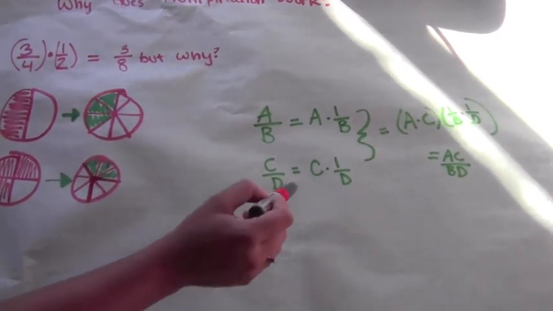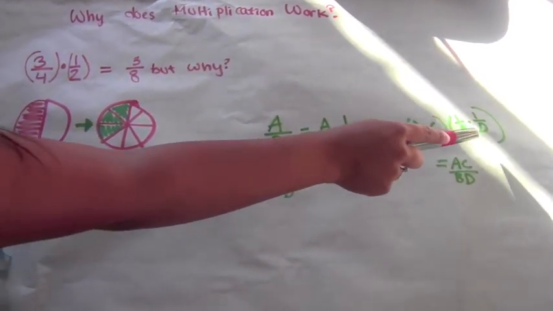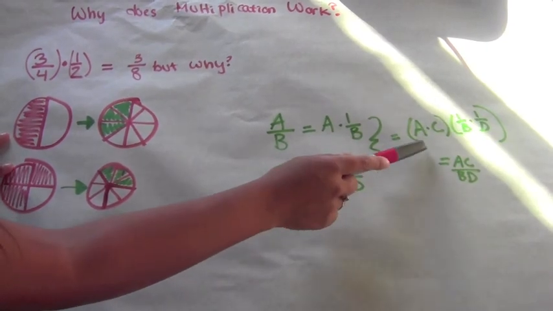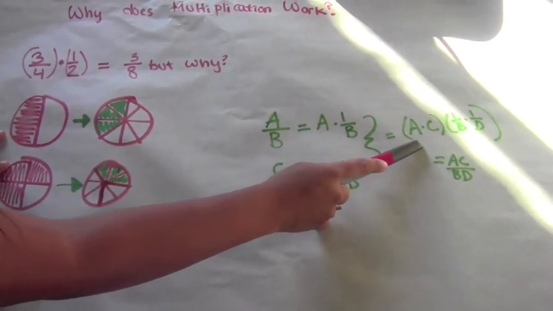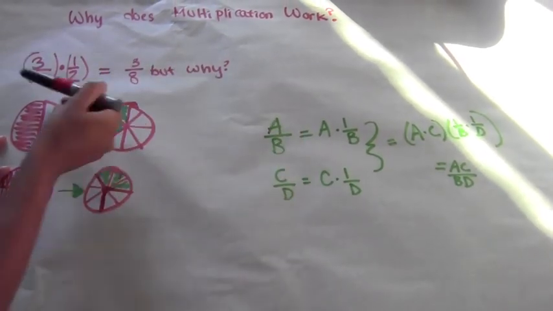Now, when you collect these together and multiply the numerators a times c and the denominators b times d, you can multiply them in any order due to the commutative property, and you get AC over BD, which is how you multiply fractions.